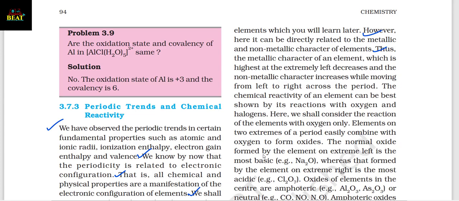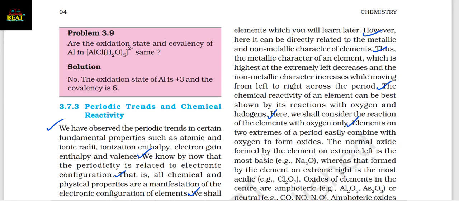Thus, the metallic character of an element, which is highest at the extreme left, decreases, and the non-metallic character increases while moving from left to right across the period. The chemical reactivity of an element can be best shown by its reaction with oxygen and halogen. Here we shall consider the reaction of the elements with oxygen only.